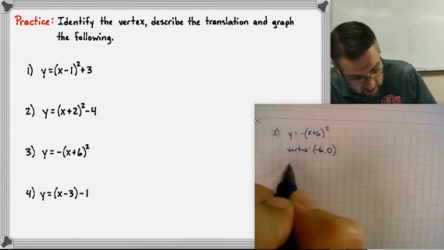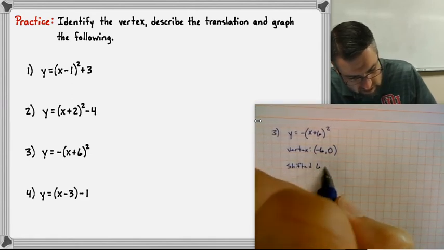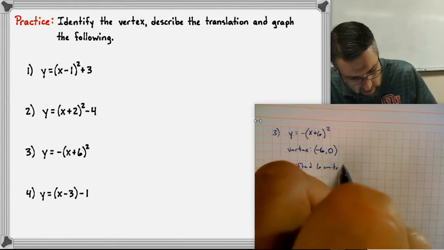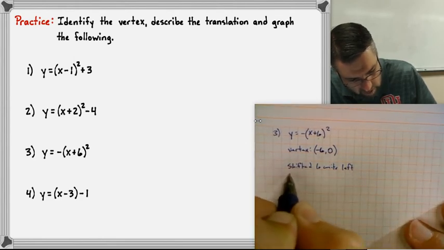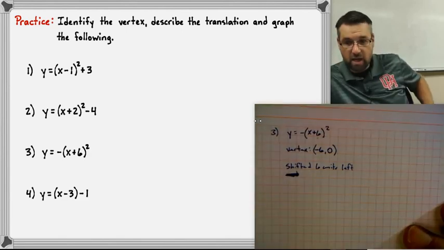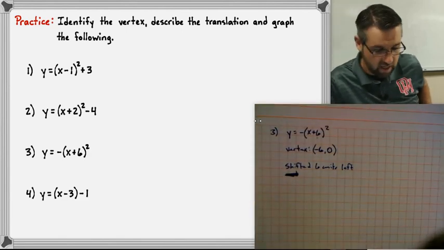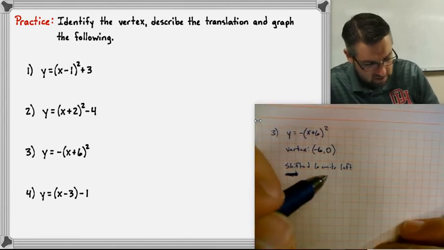And then we could say that this was shifted 6 units left, and that's it. We don't even have to put an "and" because we didn't move the 0, right? The vertex normally is 0, 0, so we didn't have to move that. So it's just shifted 6 units left.